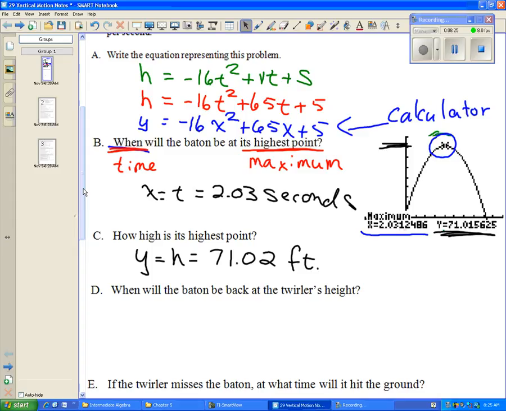I get both of these answers off the same slide, off the same picture in my calculator. I have a maximum height. I have the time for the maximum. At the same time, I have the maximum height. And I'm able to read both of those, answer both of those questions.